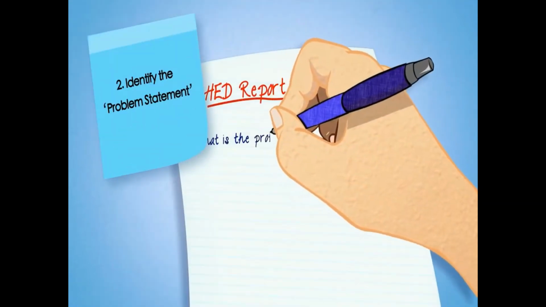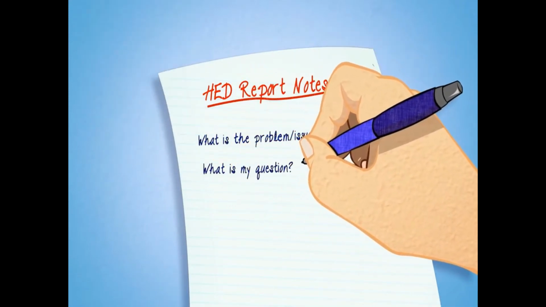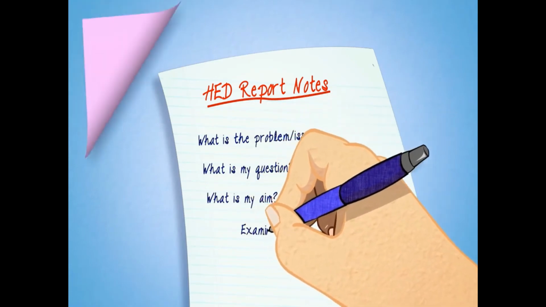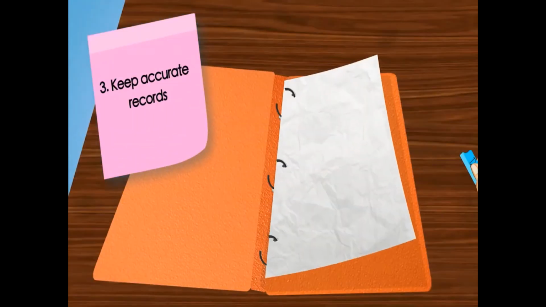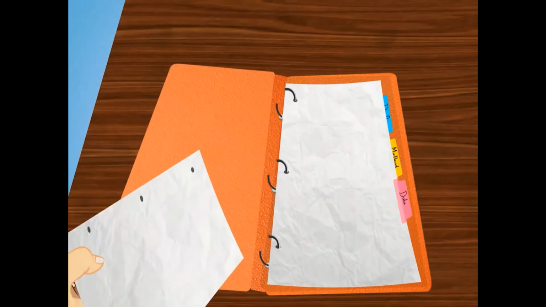Identify the problem statement, which is the central question, hypothesis, or problem you're investigating. Follow this with some research questions or aims for your investigation. Keep accurate records of all your readings and notes, such as your methods for collecting data, the data you collected, how you analyzed it, and your conclusions about the findings.